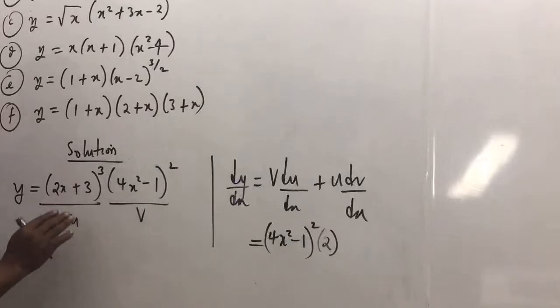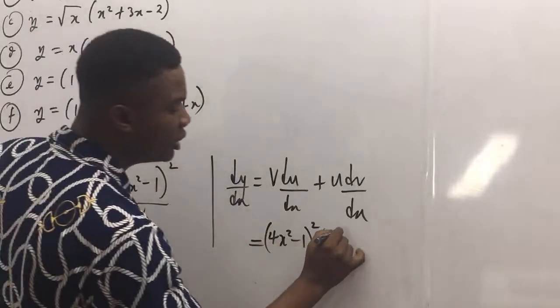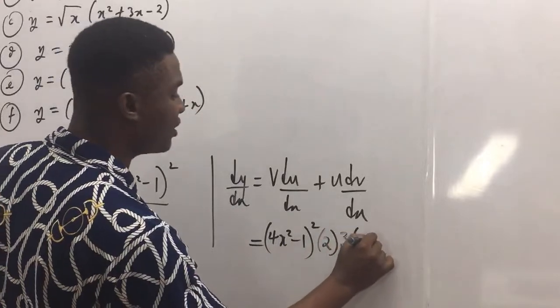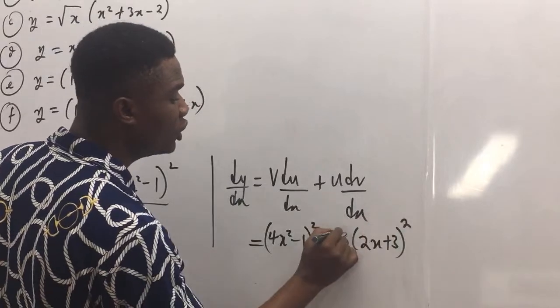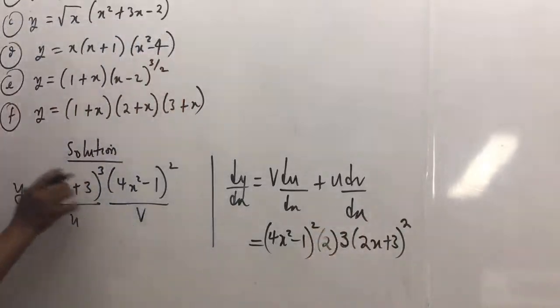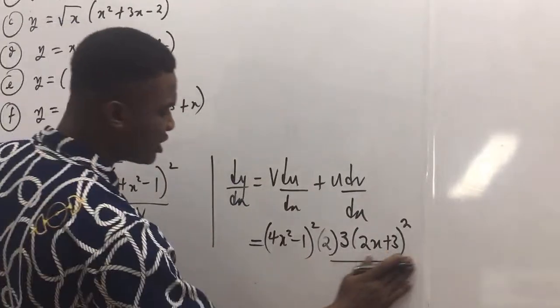Then differentiating the outer function, that is everything raised to power 3, will give you 3 times everything in the bracket raised to power 3 minus 1, which is 2. So when you differentiate this function, that is your u with respect to x, you are going to get this result. You can try that and see.